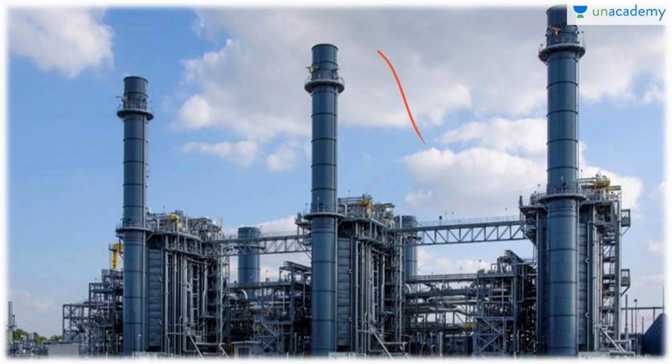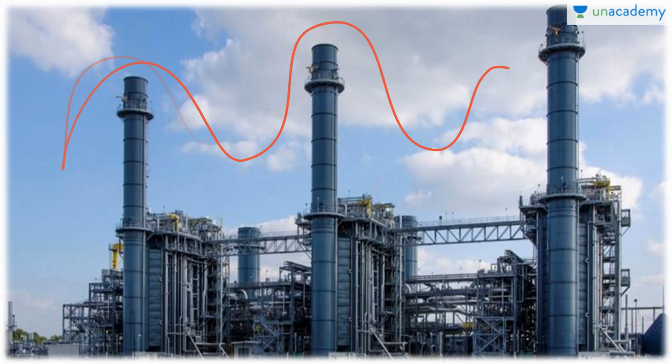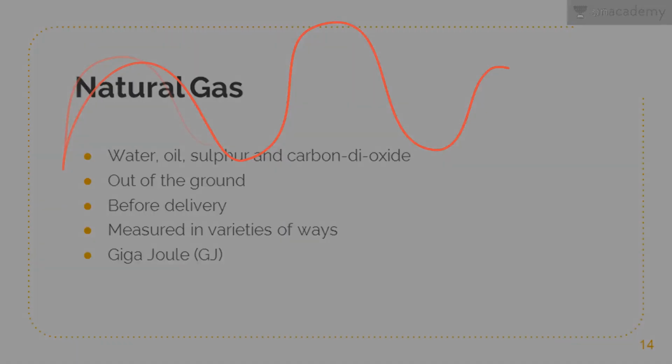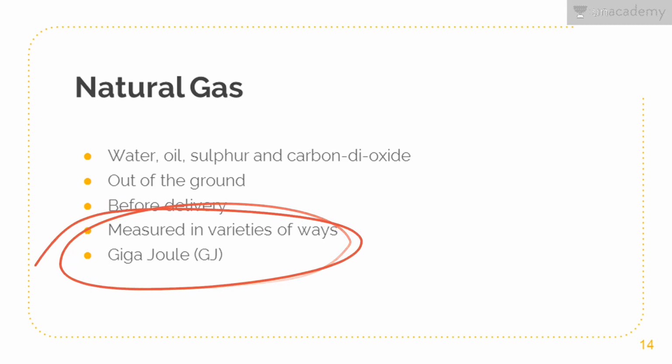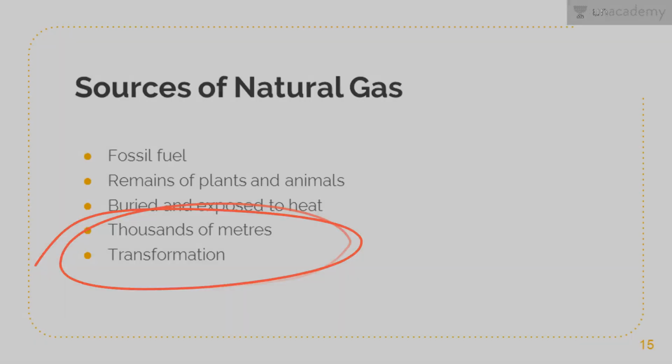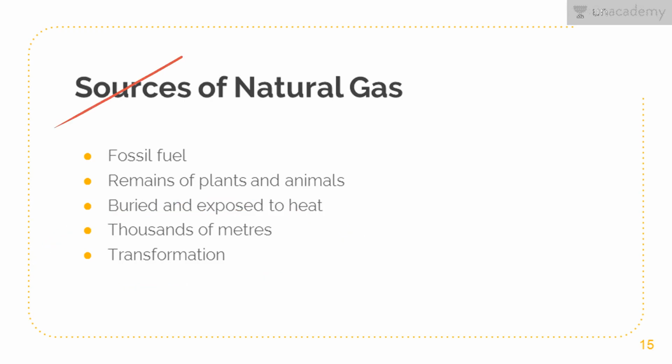This is a natural gas refinery plant. Water, oil, sulfur, carbon dioxide and nitrogen are other impurities which may be mixed with the gas when it comes out of the ground. These impurities are removed before the natural gas is delivered. It is measured in a variety of ways, but the most prominent way is the gigajoule, which signifies around 1 billion joules. So what are the sources of natural gas?